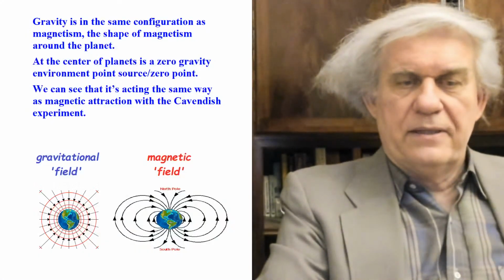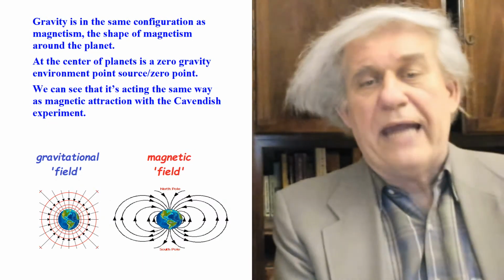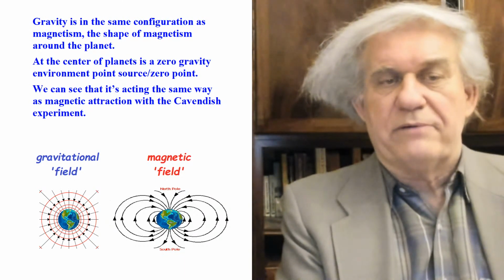Okay, last two questions, and then we'll open up the floor. We got like two or three questions. Good ones. Okay, so let's go with this. Gravity is in the same configuration as magnetism. That's what this fellow says. The shape of magnetism around the planet.